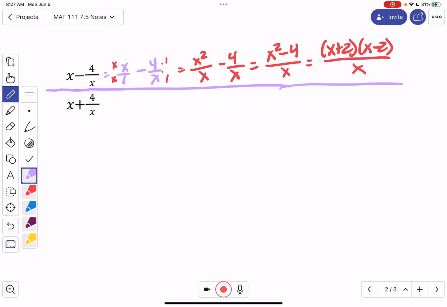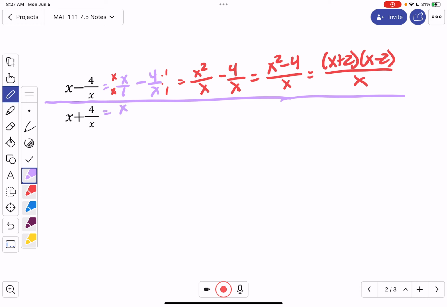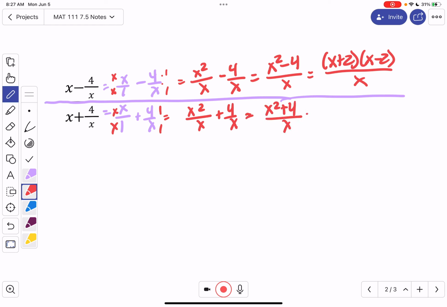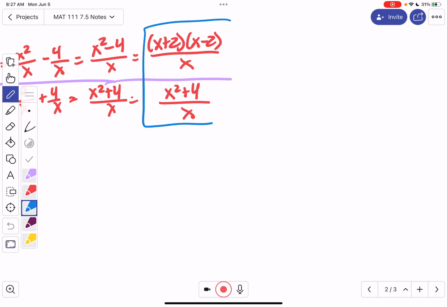Bottom, we're going to do the same thing. Put the first number over 1. Then multiply the first fraction by x. Multiply the second fraction by 1, meaning it stays the same. Add our fractions. That has a plus, so we can't simplify it. So we're going to leave it just like that. Now we have our new complex fraction.